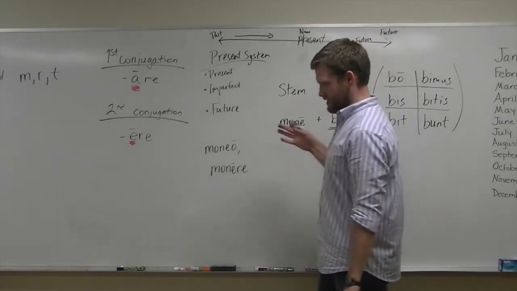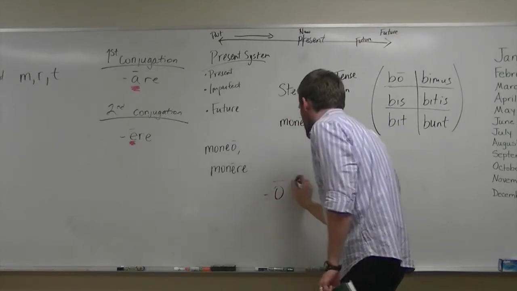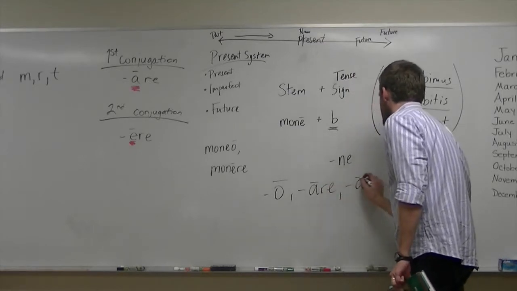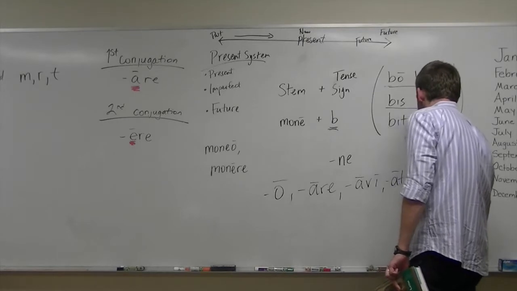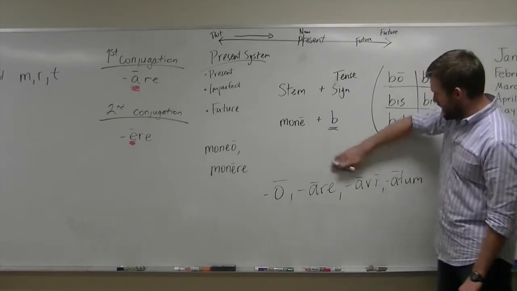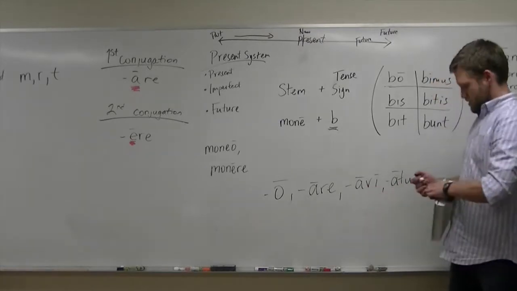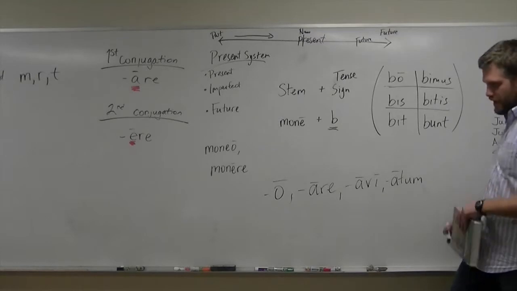They always, 99 times out of 100, will follow that pattern. So, let me just write that. O, are, avi, atum. Those will, 99 times out of 100, be those endings for the first conjugation pattern. Festino, festinare, festinavi, festinatum.